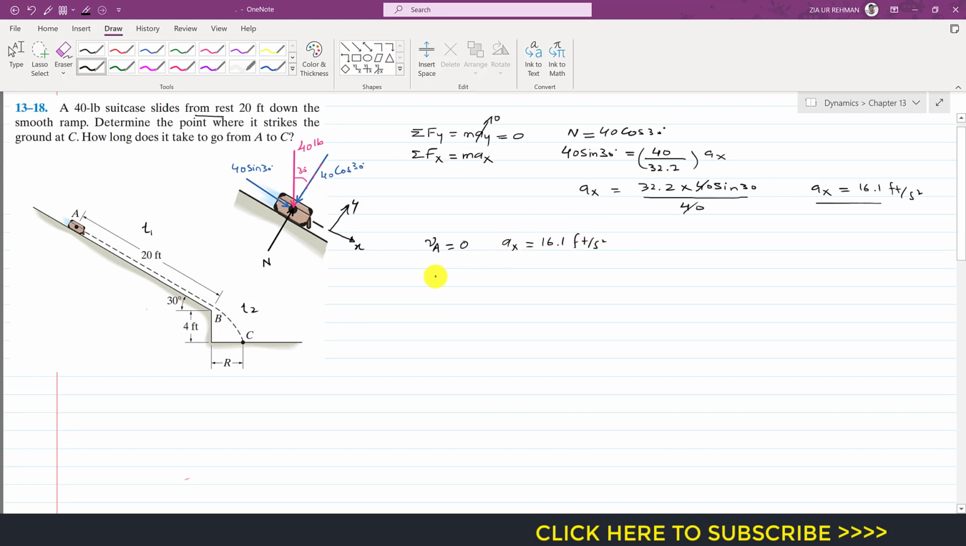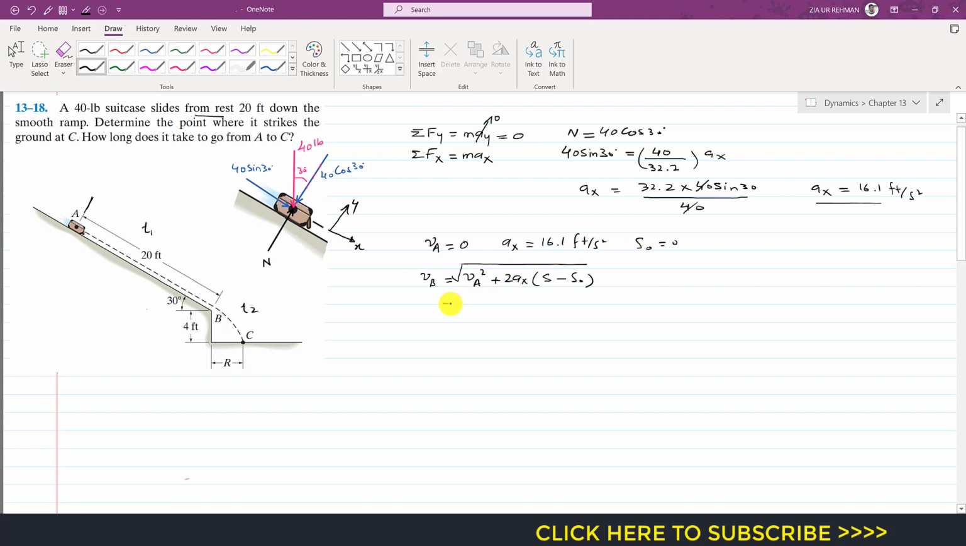So if I apply this particular equation, Vb squared is equal to Va squared plus 2 Ax times (s minus s naught), and s naught is 0, right. Now if I use this equation, we will be able to find Vb, the velocity of the briefcase at point B, right. If I take the square root, we will get that velocity at point B.